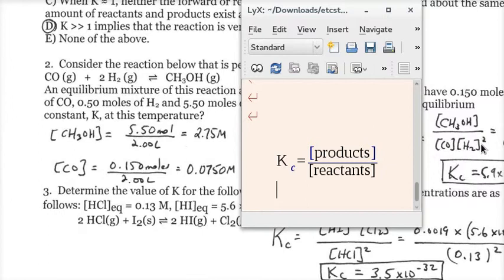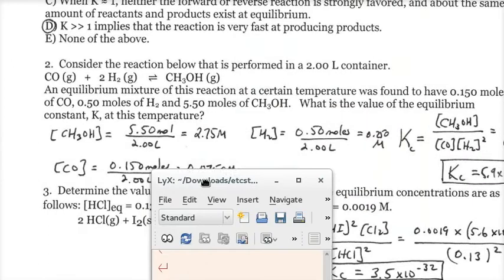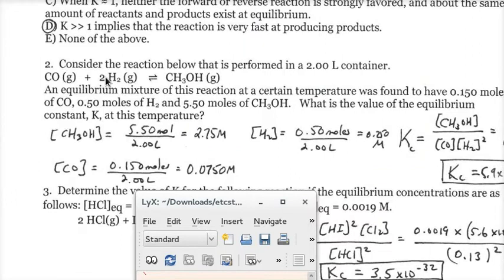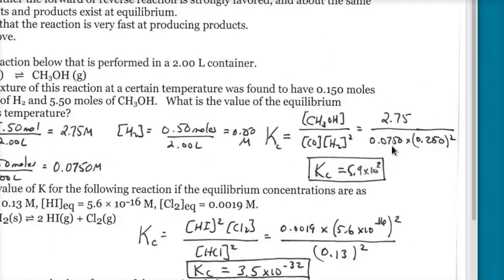It's important to have that squared because it has a coefficient of 2 there, and that's part of the definition. You have to have the exponents as per the coefficient. So 1, 2, 1. Here we have 1, 1, and 2. Okay, plug it in, get a number.